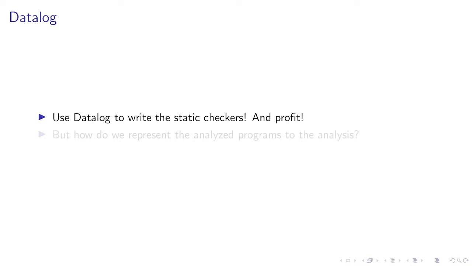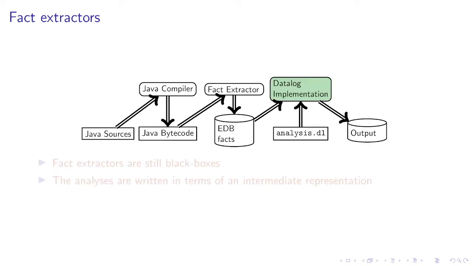But we still need to figure out how to represent the analyzed program to Datalog. This is currently done using fact extractors or fact generators. In an analysis flow, such as the one shown here, which is inspired by the Doop points-to analysis framework, we start with the Java sources, use the Java compiler to get the bytecode, then pass the bytecode through a fact extractor to get the fact database. Only then do we run the analysis proper to produce the output.